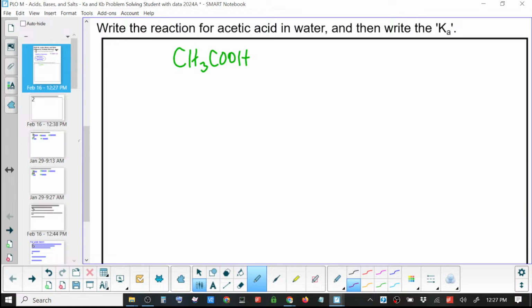Now, what would its state be? Aqueous. And what are we going to react it with? Water. What will its state be? Liquid. There we go. Can't have aqueous water. What kind of arrows? Double.